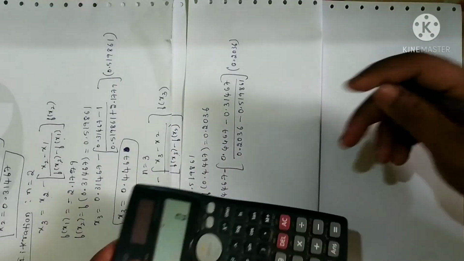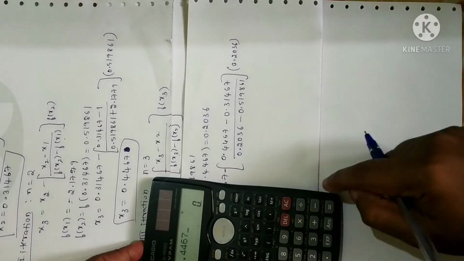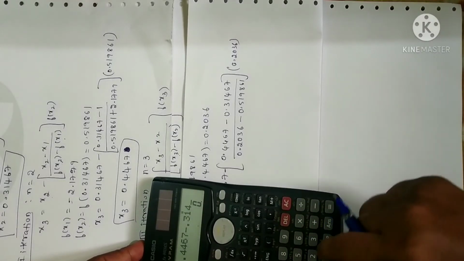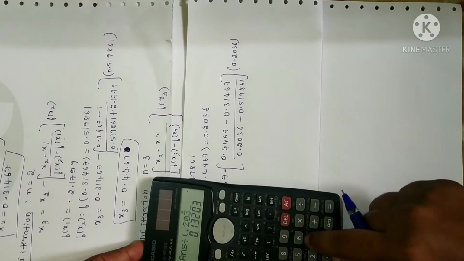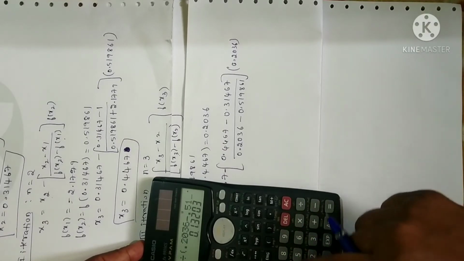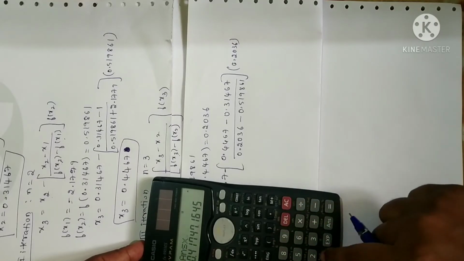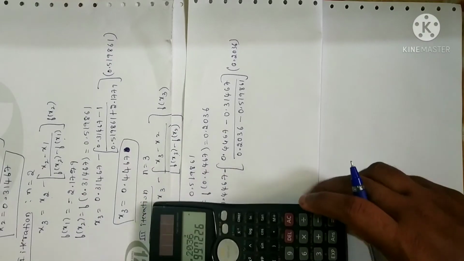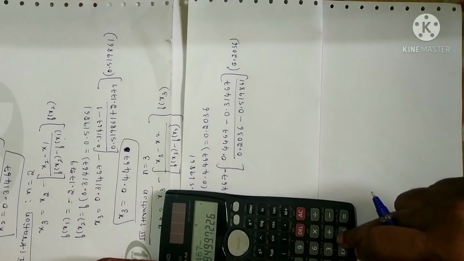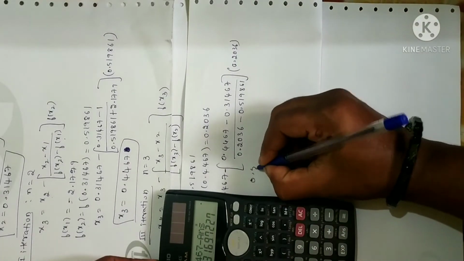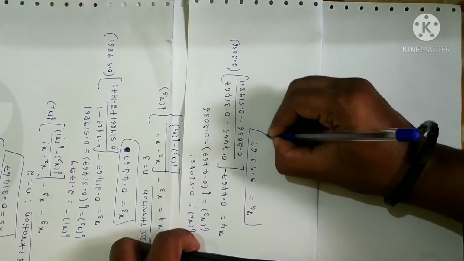Now let me simplify this. First I am going to simplify the term: 0.4467 minus 0.31467, so numerator, divided by 0.2036 minus 0.519861 into 0.2036. Clear? Now I have to subtract it from 0.4467 minus answer. That will give us 0.53169. So x4 value is 0.53169.